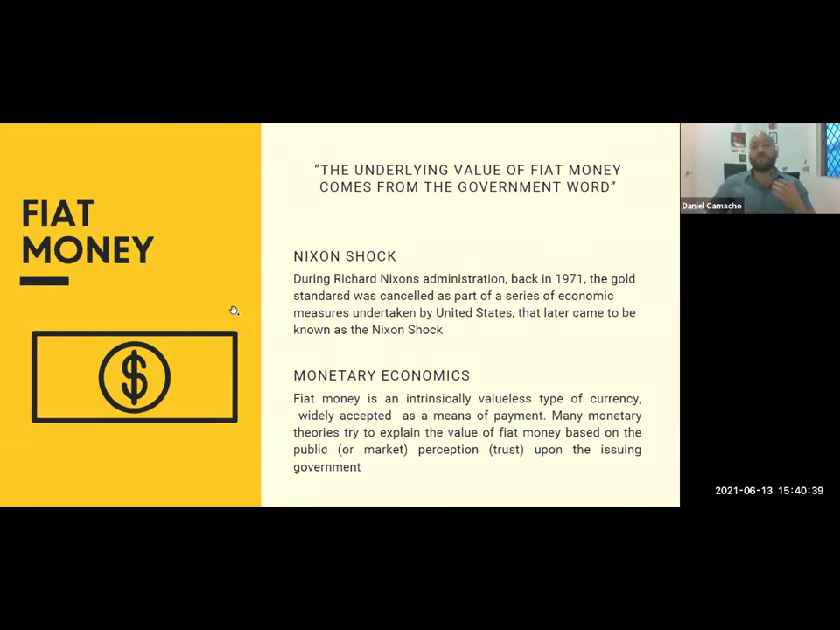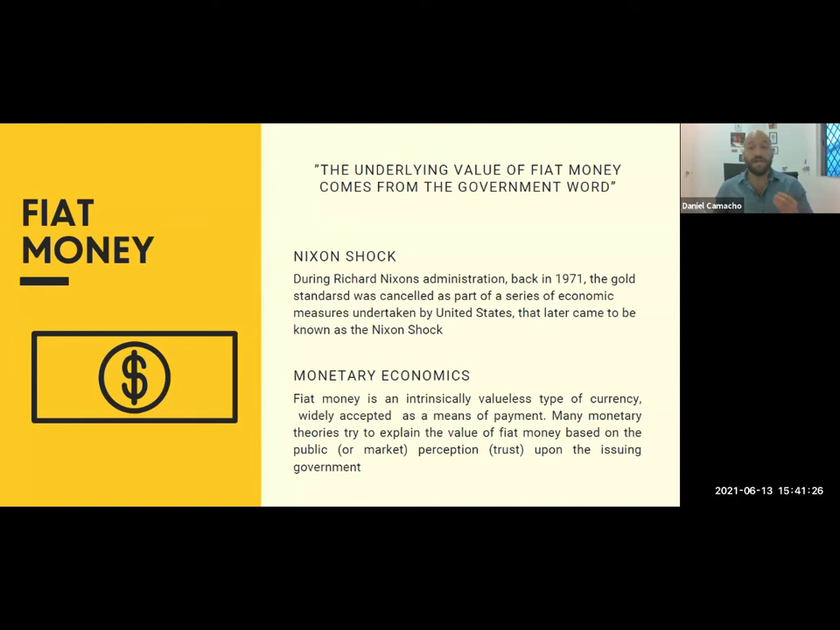As we all know, during Richard Nixon's administration back in 1971, the gold standard was canceled as part of a series of economic measures undertaken by the United States that later became known as the Nixon shock. Okay, so in 1971, the gold standard was canceled. From that moment on, not only the United States, but all the other economies around the world stopped using the gold standard as a way of measuring wealth and riches, okay? So when we did that, we automatically accepted that fiat money is an intrinsically valueless type of currency. Of course, it is widely accepted as a means of payment.